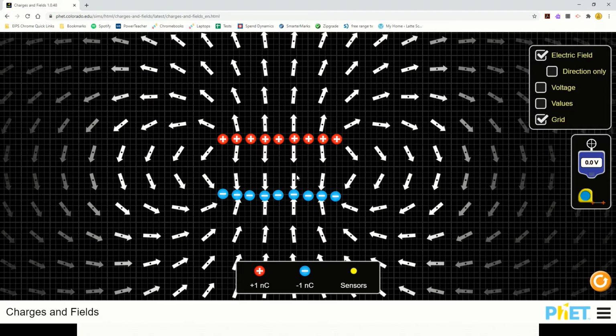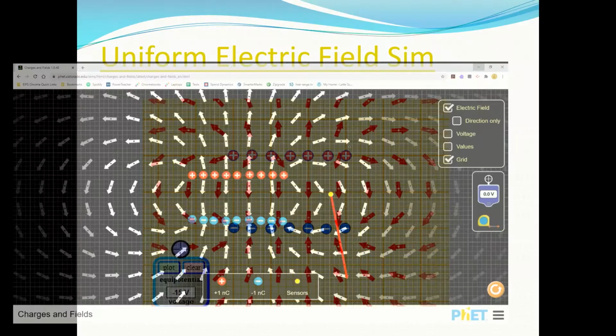So what we get is a uniform field in here. We can put a little sensor here, right? No matter where we are, our sensor points downwards. No matter where we are in here, between these plates, we get this nice downward uniform field, which works kind of like gravity in a way.